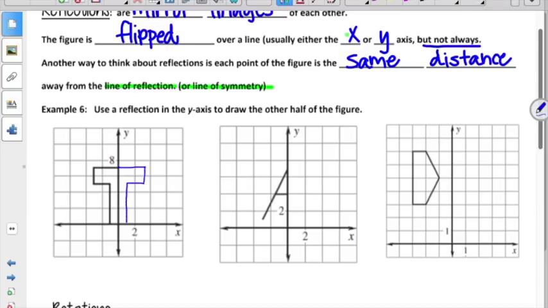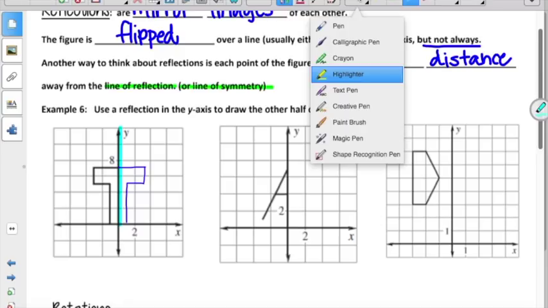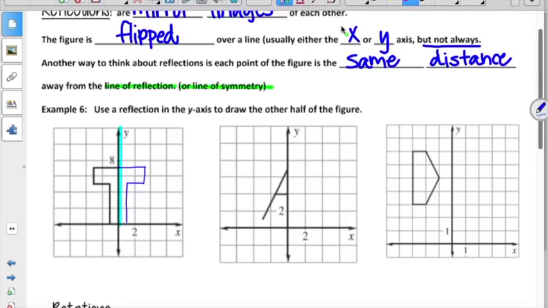Can you tell what we'll create when we do that? It's a letter A, capital A. And again, our y-axis is our line of symmetry. So for the third one, we're going to use the fact that it's the same distance from each point to the line.